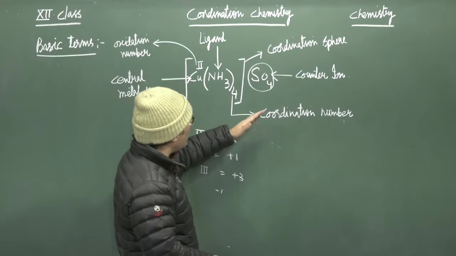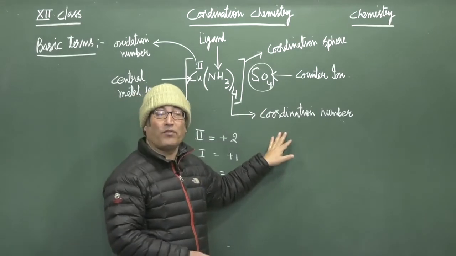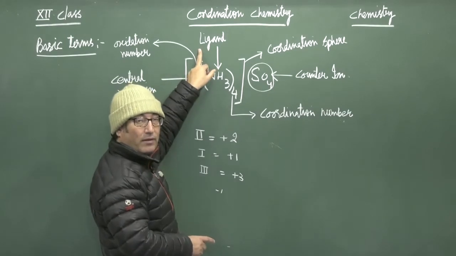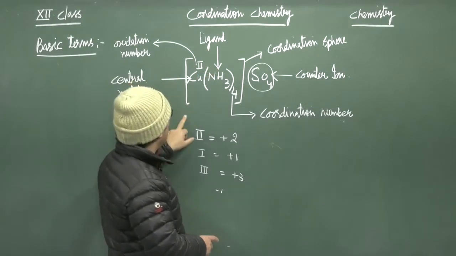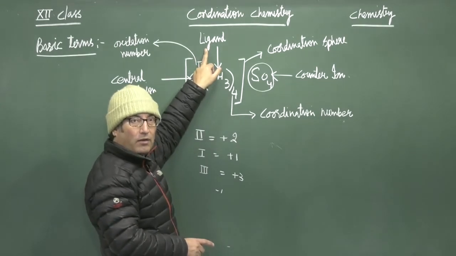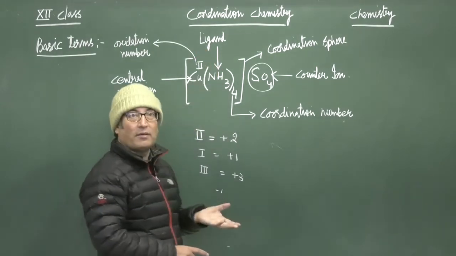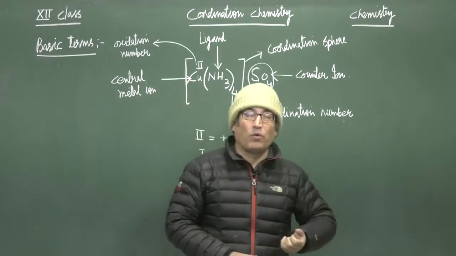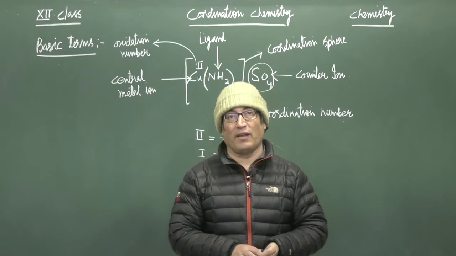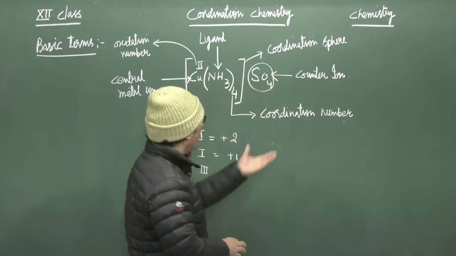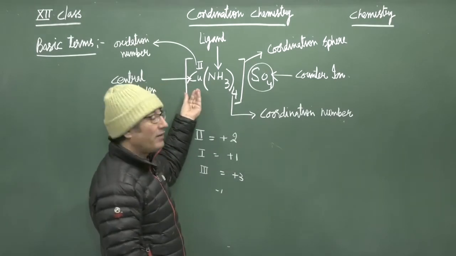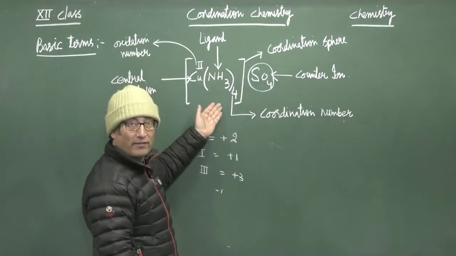Now, related to coordination number, there is one more very important term, which is the ligand. In this compound, NH3, ammonia, is a ligand. When we take the term ligand in detail, you will come to know what a ligand is and how we classify ligands. This means the coordination number, which is a property of the central metal ion, is related to the ligand.